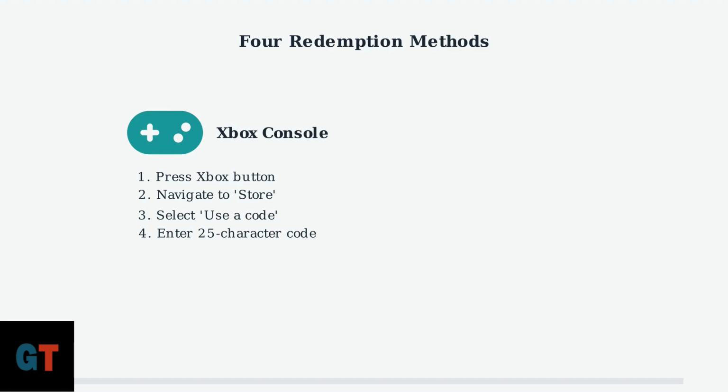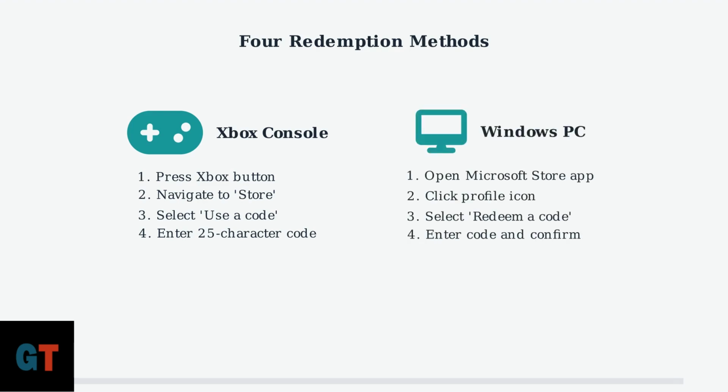Now let's explore the four main redemption methods. First, on Xbox consoles, press the Xbox button to open the guide, navigate to the store, and select Use a Code. You'll then enter your 25-character code using the controller. On Windows PC, open the Microsoft Store app, click your profile icon in the top right, select Redeem a Code, and enter your code in the designated field. The process is quick and intuitive.